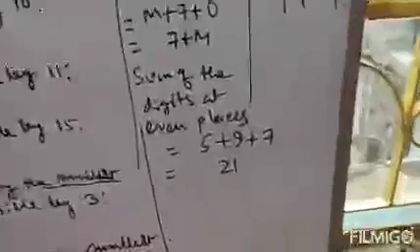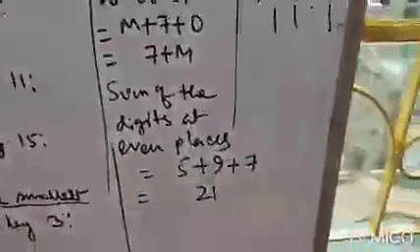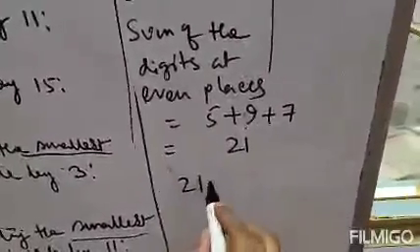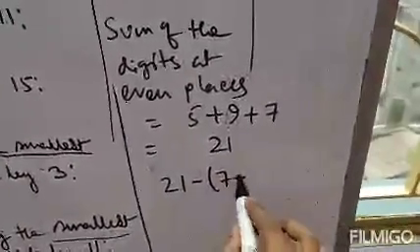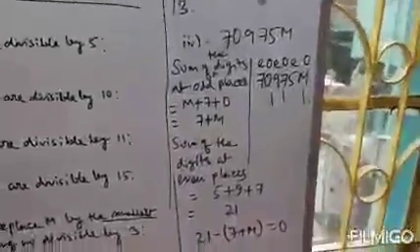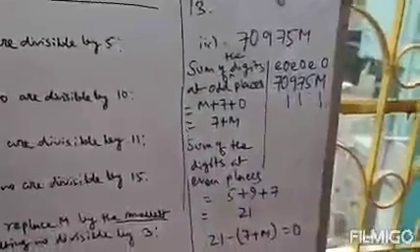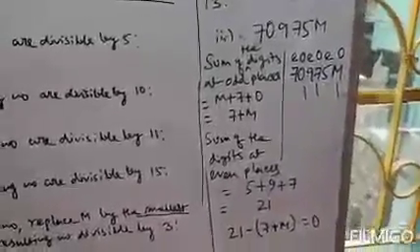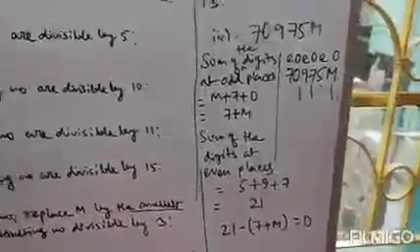So now we will subtract and check whether this subtraction gives you 0 or a number which is divisible by 11. So now just subtract. That is 21 minus 7 plus 1. To be divisible by 11, the subtraction should give you 0 or a number which is divisible by 11. Clear? This is the rule.